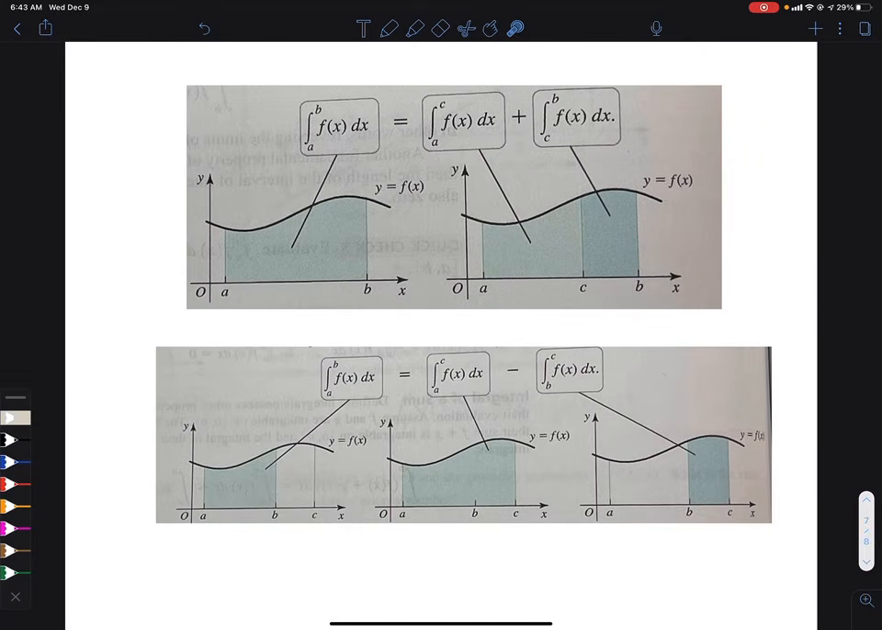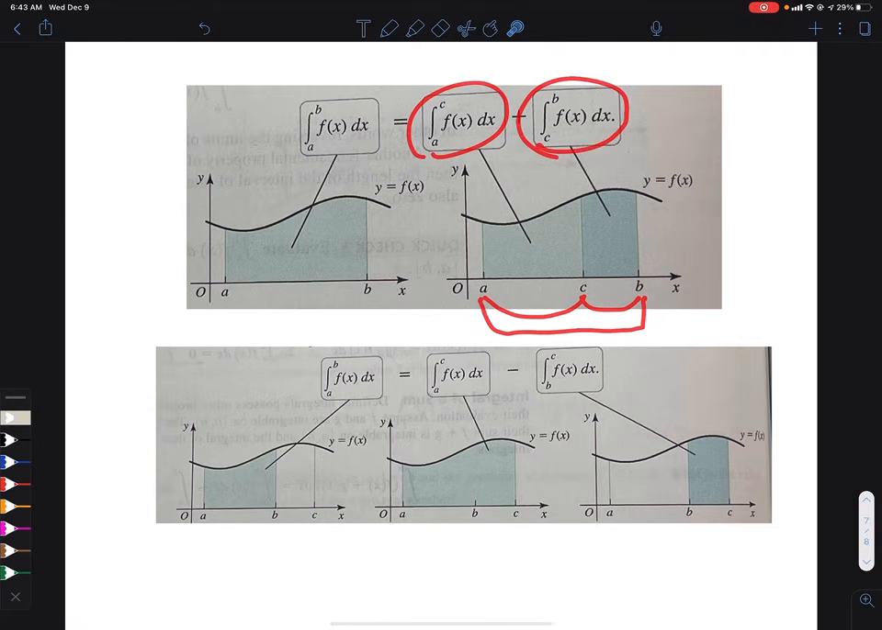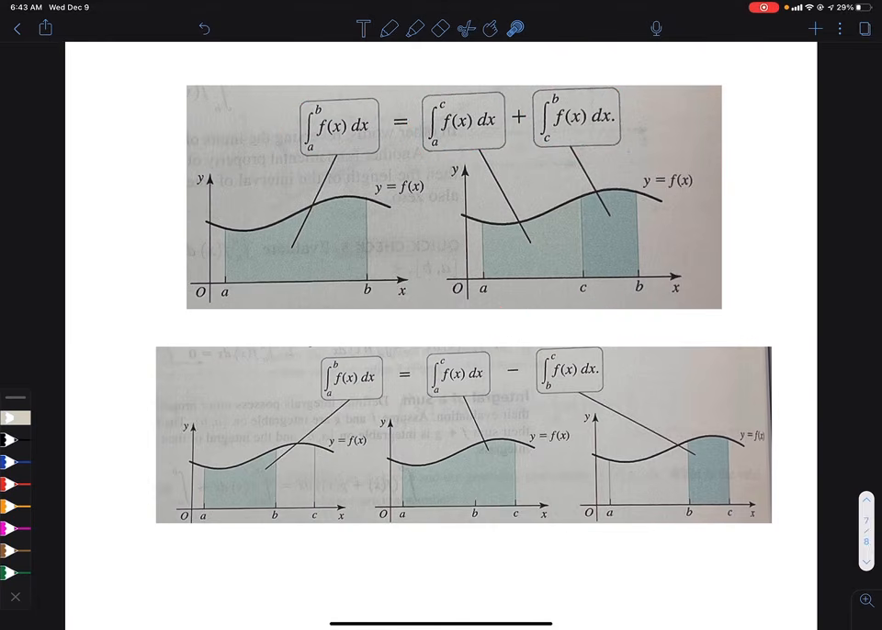Here is the next one. This should make sense. If I add the integral from A to C and then add C to B, so if I add this plus this, it's going to be the area from A to B. So A to C plus C to B is A to B. So that's your next property of integrals.